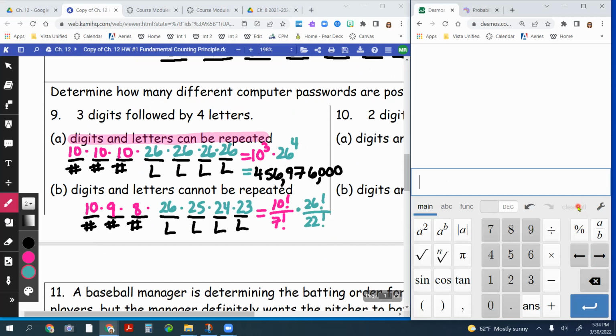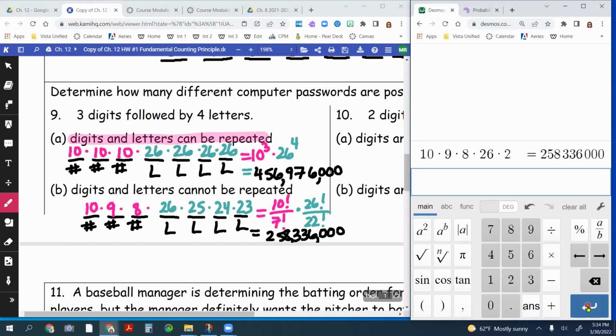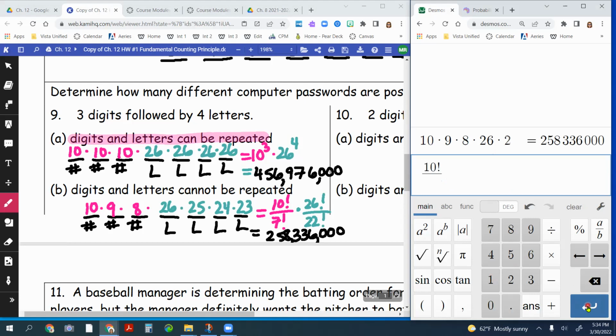So let me just clear all here. So we can go 10 times 9 times 8 times 26, 25, 24, 23. And for my answer, I get 258,336,000. Now, again, I could also have done 10 factorial divided by 7 factorial times 26 factorial divided by 22 factorial. And you see that gives me the same answer.